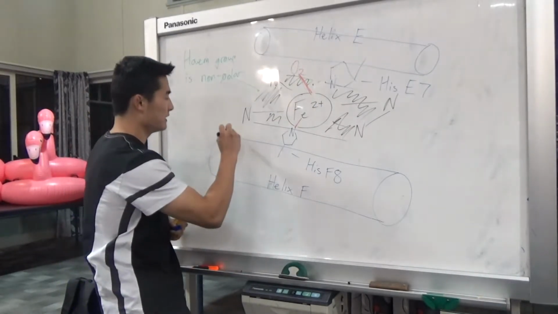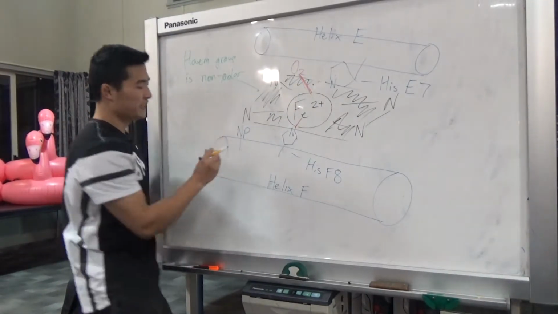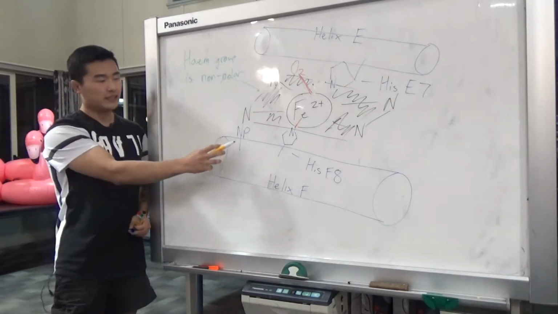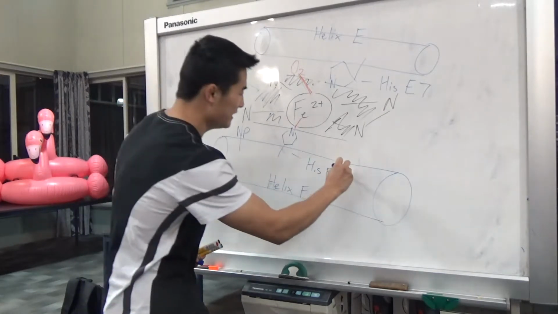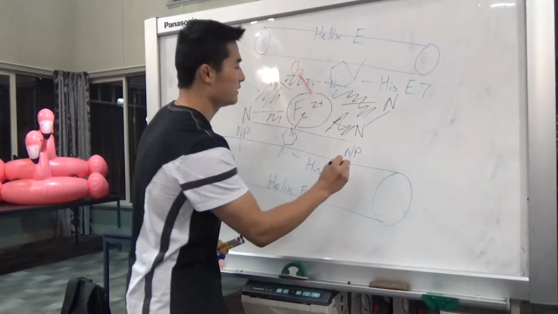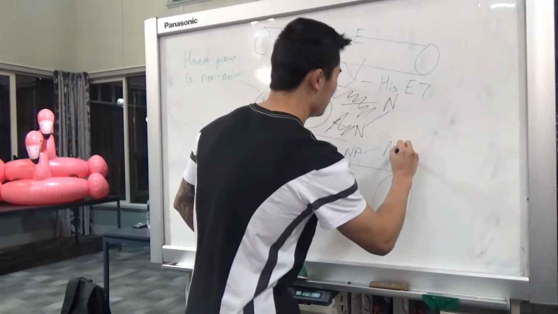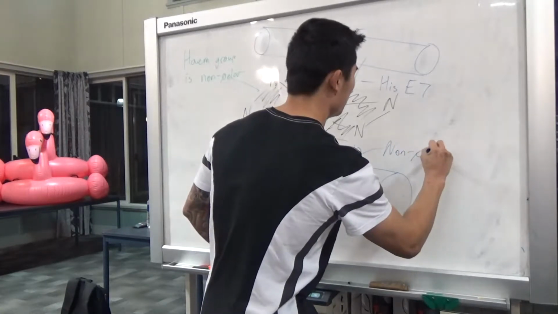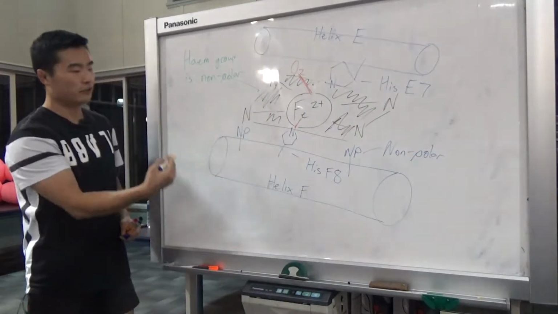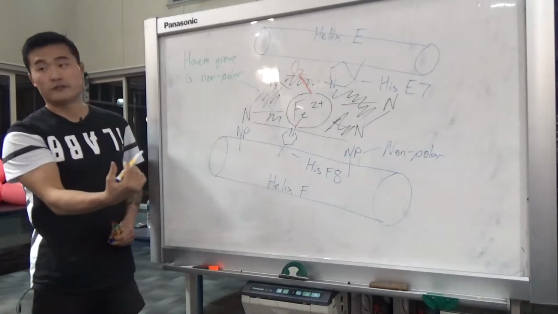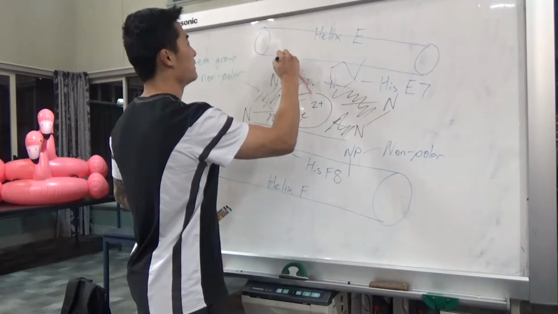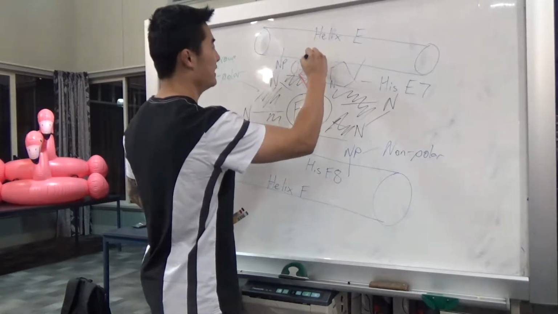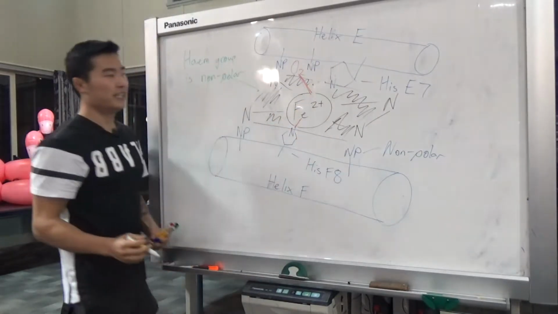So all of the side chains in this alpha helix that are pointing this way, they're going to be non-polar side chains, right? So these are all non-polar. So that creates a hydrophobic environment for the heme group, the non-polar heme group to sit in. So this is a non-polar side chain, okay?